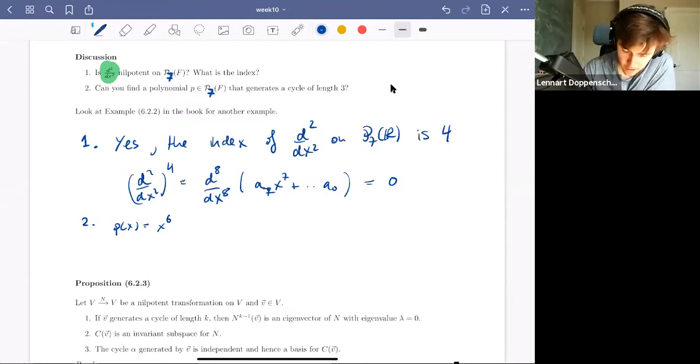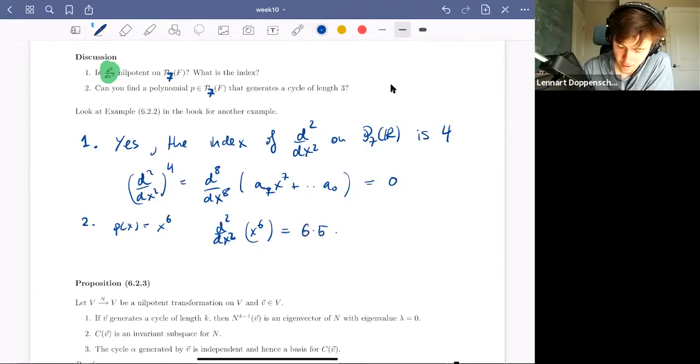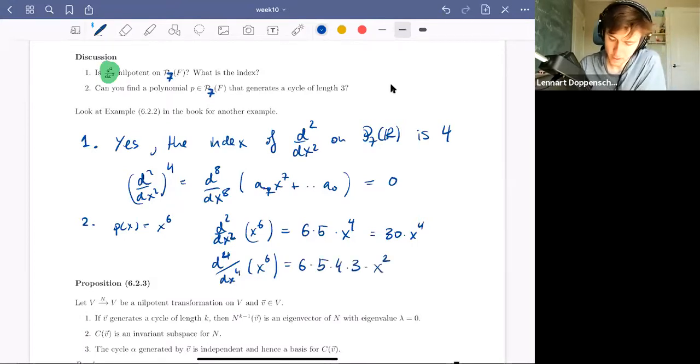And then we see that d squared by dx squared of x to the 6 is equal to 6 times 5 times x to the 4. So this is 30 times x to the 4. If you apply this again, we have d4 by dx4 of x to the 6. This is equal to 6 times 5 times 4 times 3 times x squared.